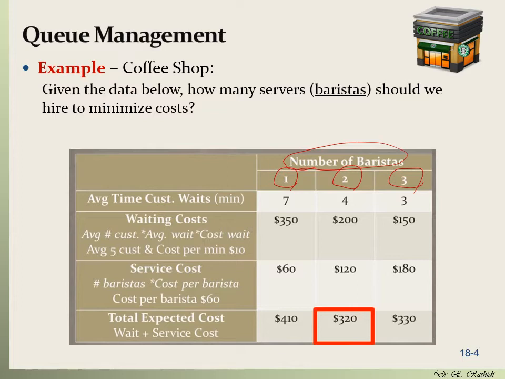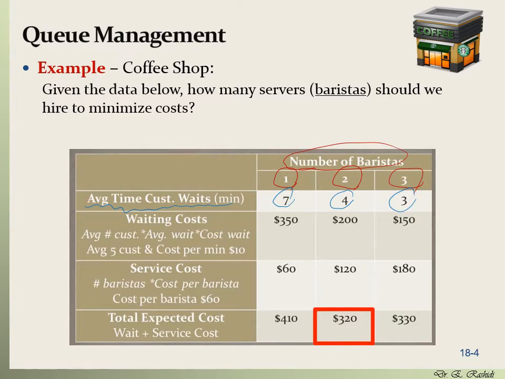They have the average time that a customer would have to wait in minutes. If you have one barista, the customer would have to wait an average of 7 minutes. If you have two baristas, the service level is higher, so the service is faster on average. So a customer would have to wait on average 4 minutes. If you have three baristas, the average waiting time is 3 minutes.